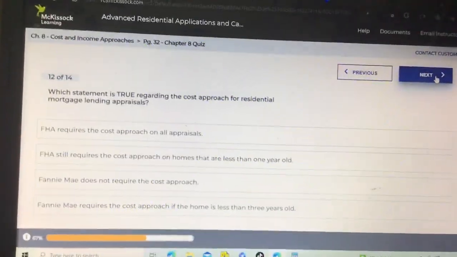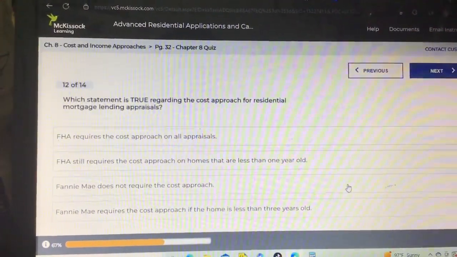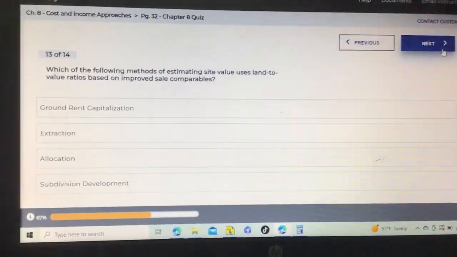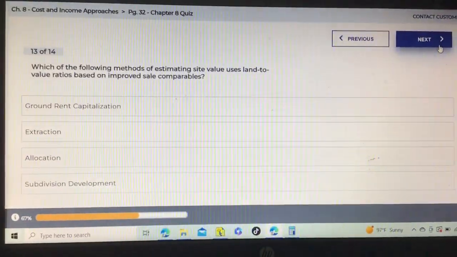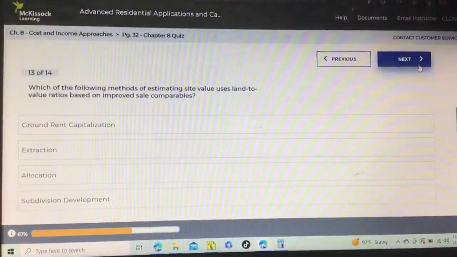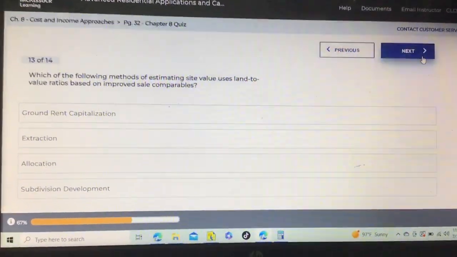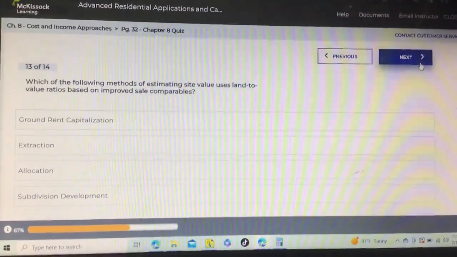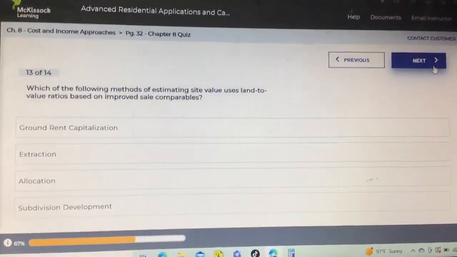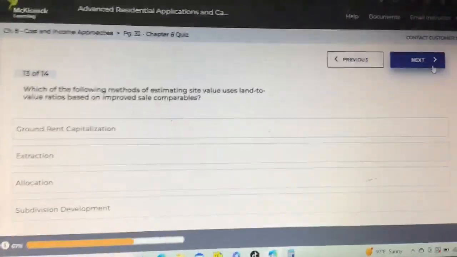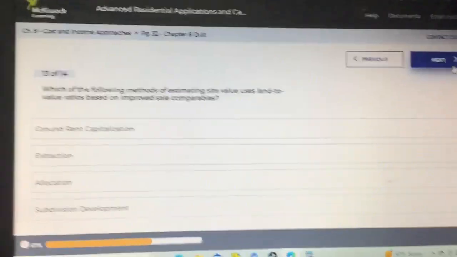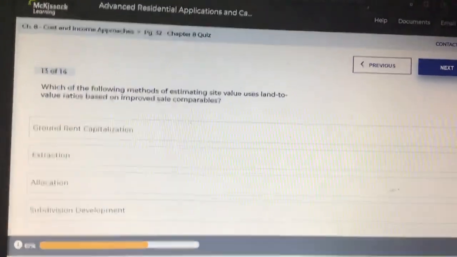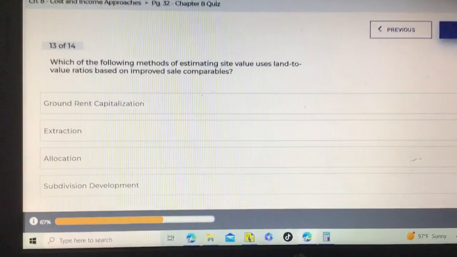I'm going C. Fannie Mae does not require the cost approach. Number 13. Which of the following methods of estimating site value uses land to value ratios based on improved sale comparables? A. Ground rent capitalization. B. Extraction. C. Allocation. Or D. Subdivision development.